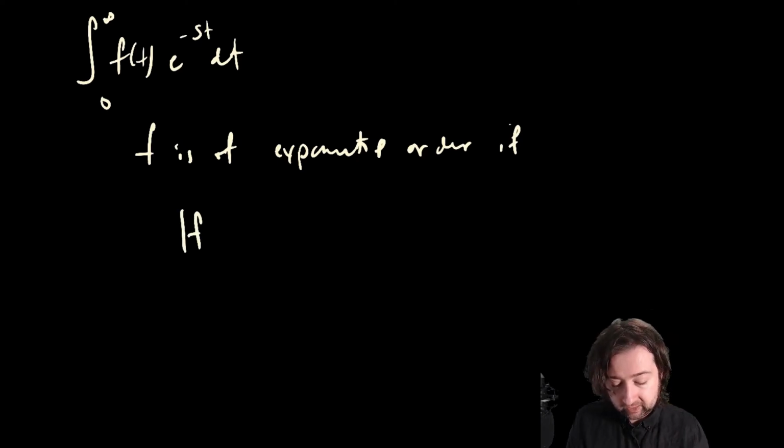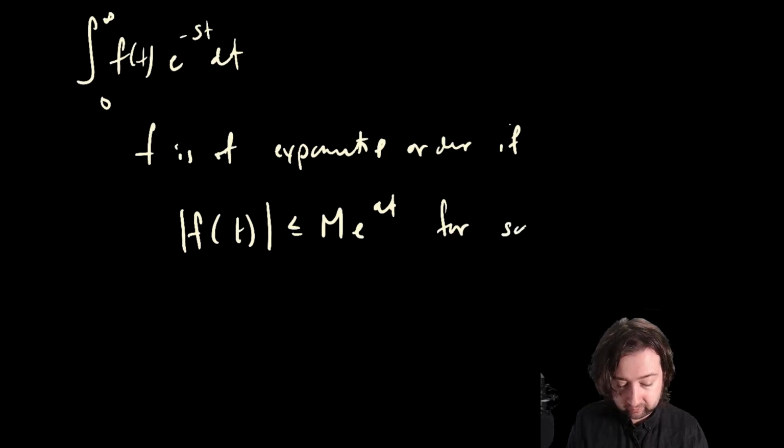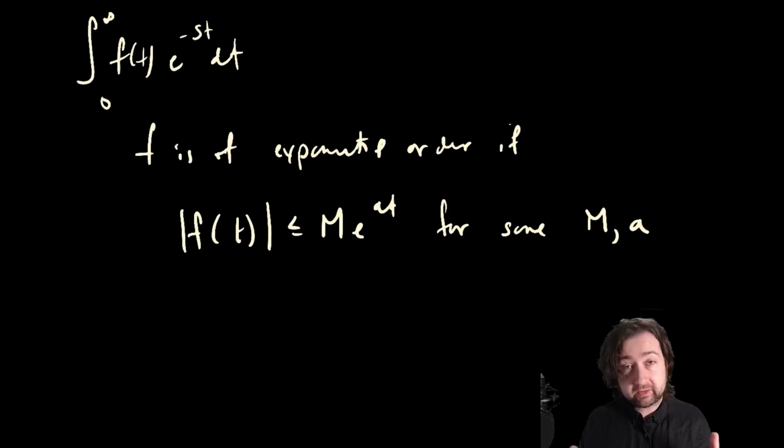So we say f is of exponential order if the absolute value of f of t is less than or equal to m times e to the at for some constants m and a. What that means is that f can be completely contained underneath some exponential multiplied by some amplitude increasing factor. So this is pretty easy to show for basic functions.